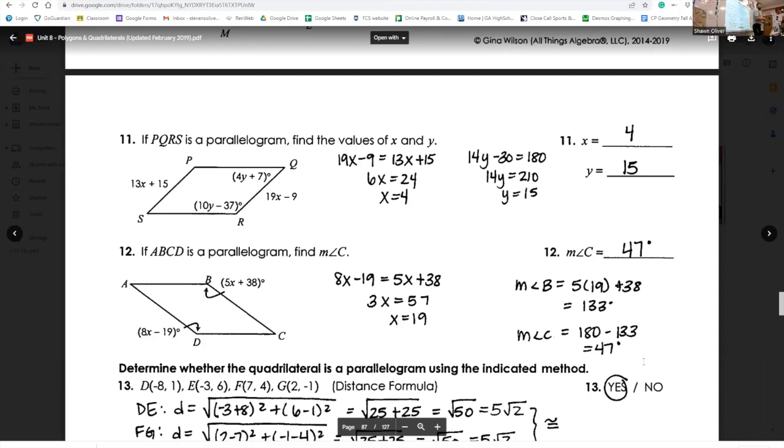Rhombi put 3 more on us. A rhombus has 4 congruent sides, perpendicular diagonals, and diagonals that bisect its opposite angles. What's it mean to bisect? Cut in half. So if this angle ended up being, what did they get for y? 15? So this angle is 67. Cut in half, that would be 33.5. Because they said y was 15, 4 times 15 is 60, plus 7 is 67. Okay, so if it was a rhombus, each individual angle would be 33.5.